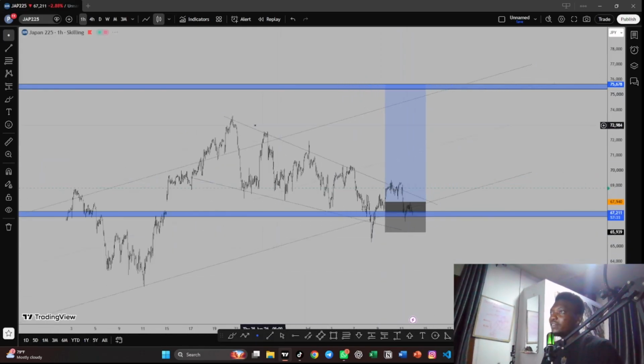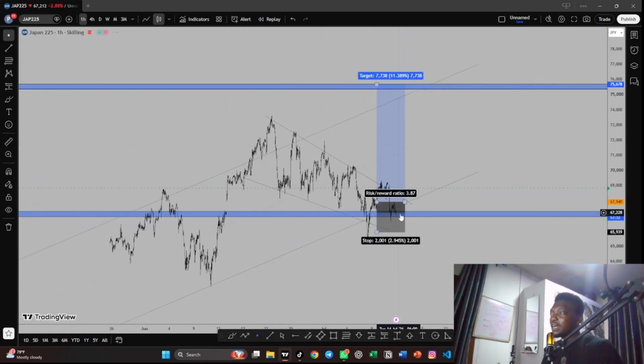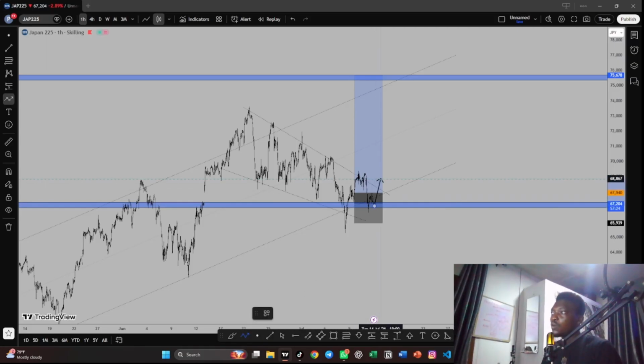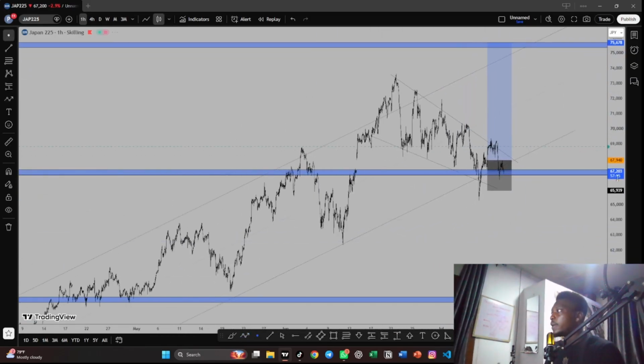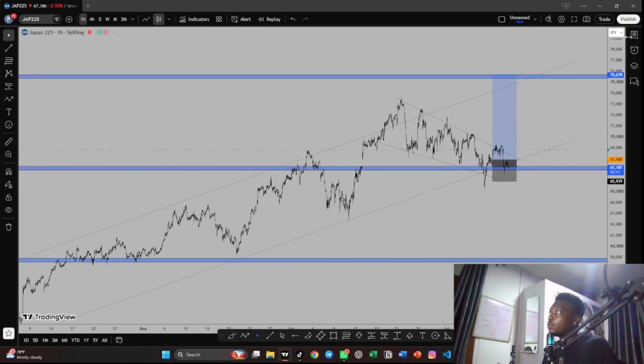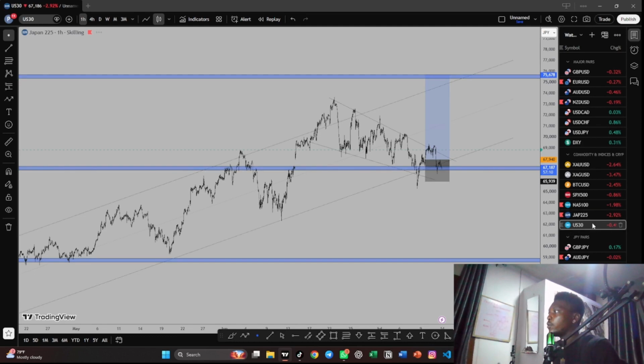Then we are back at this base. So we are having this bigger flag pattern. If price is able to break above, and that's the reason why I have this alert here, if price is able to even come here, it means we are able to break above this flag, and then we can actually continue to go up. So I'm long here on Japan 225 and also long on NAS 100.